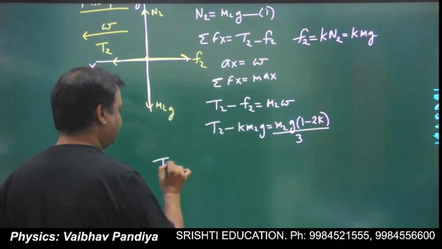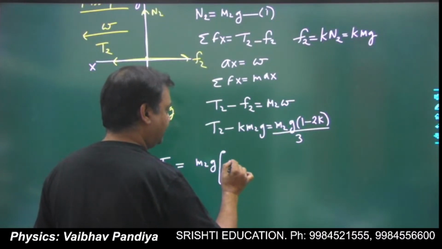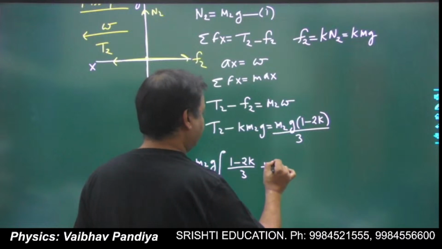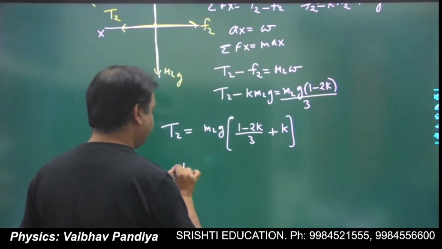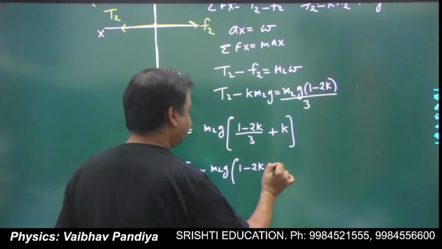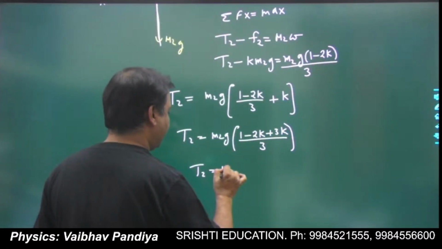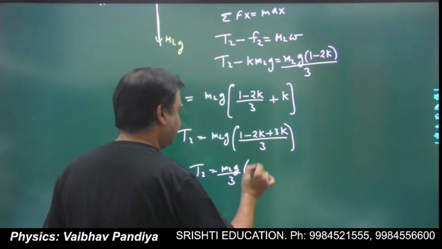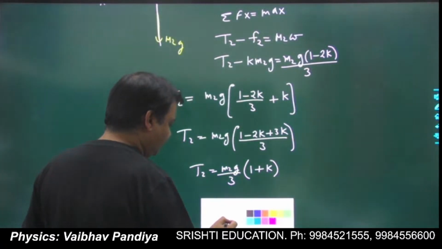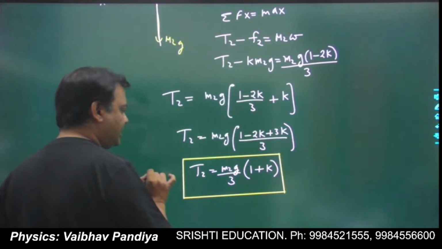So your T2 will come to be how much? You can take M2g as a common factor, and you'll get (1 - 2k)/3 + k. So you'll get T2 as M2g(1 - 2k + 3k)/3. So you'll get T2 is equal to M2g/3, and here it will come to be (1 + k). So this will be the value of T2 when motion is taking place.